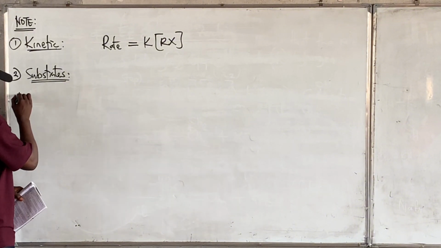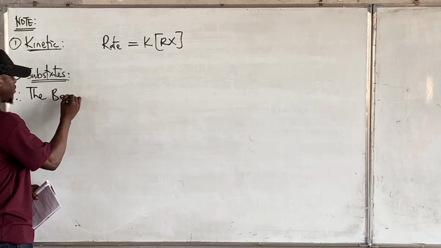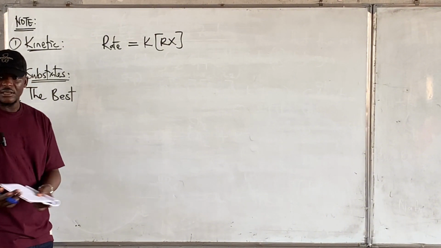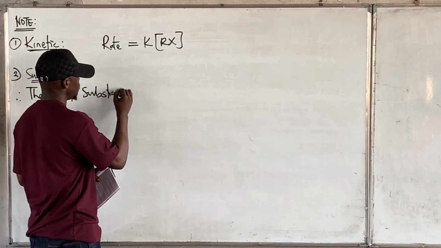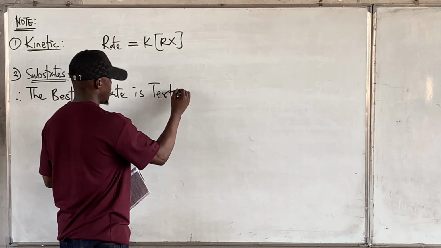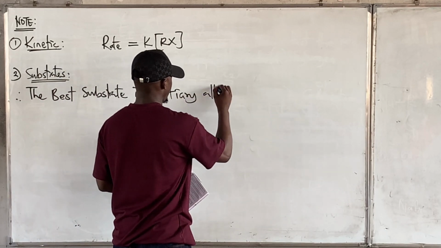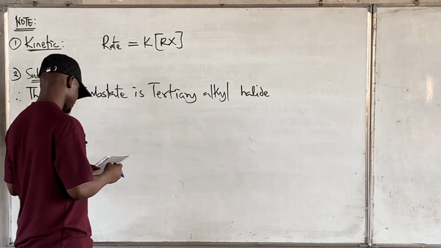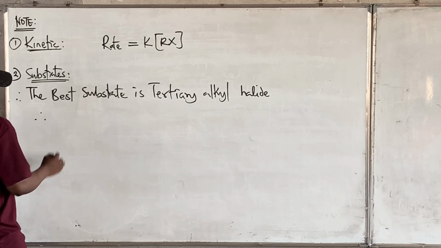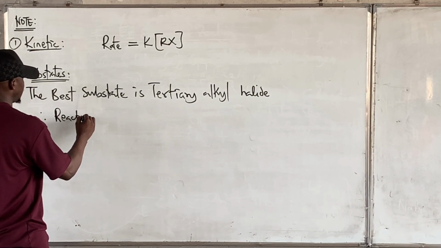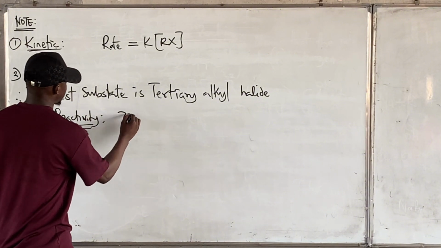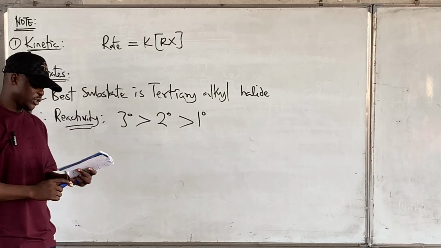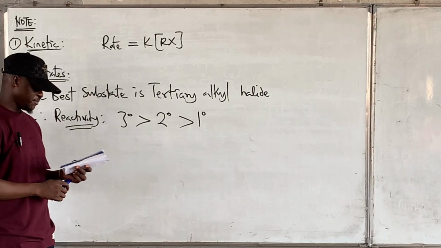So therefore, the best substrate for E1 is tertiary alkyl substrate because tertiary alkyl will give rise to tertiary carbocation, right? The best substrate is tertiary alkyl halide. So reactivity towards E1 is that tertiary is more reactive than secondary, and secondary is more reactive than primary. So the best substrate for that guy is tertiary.